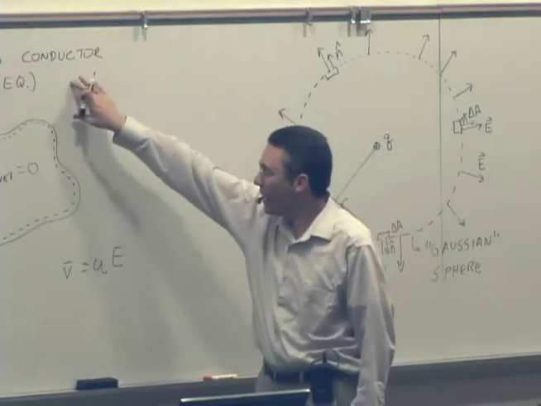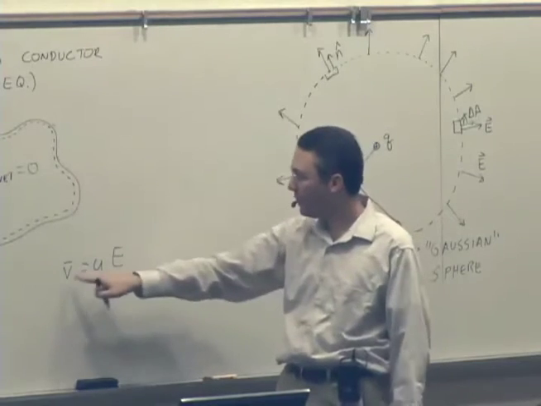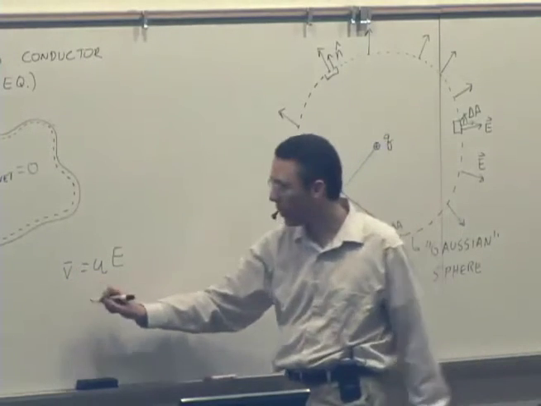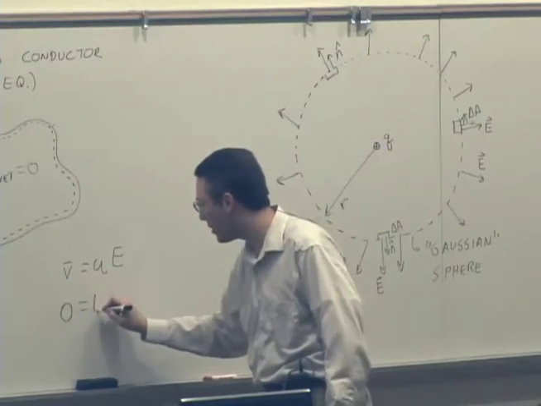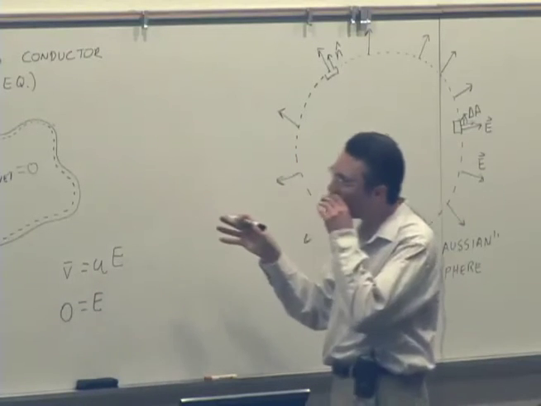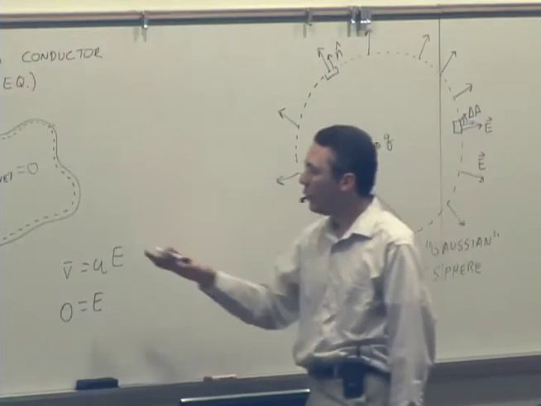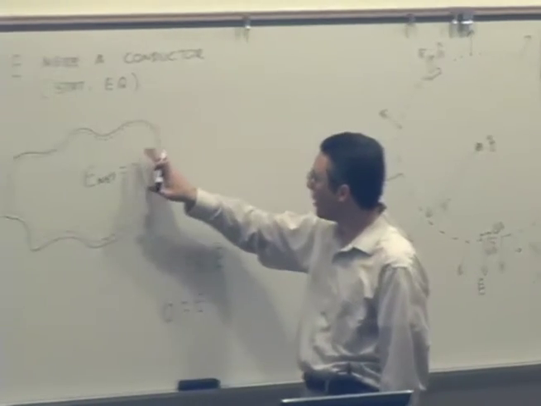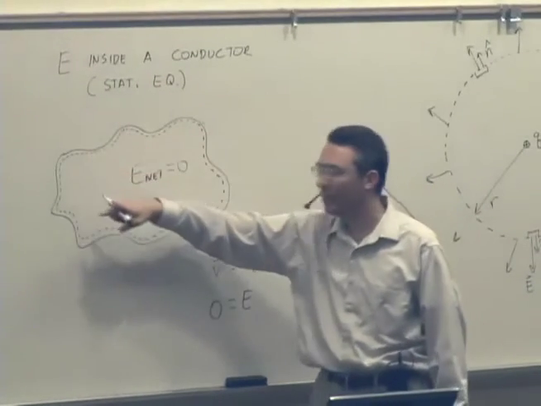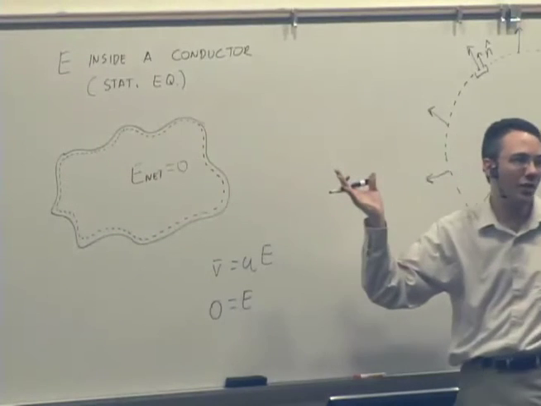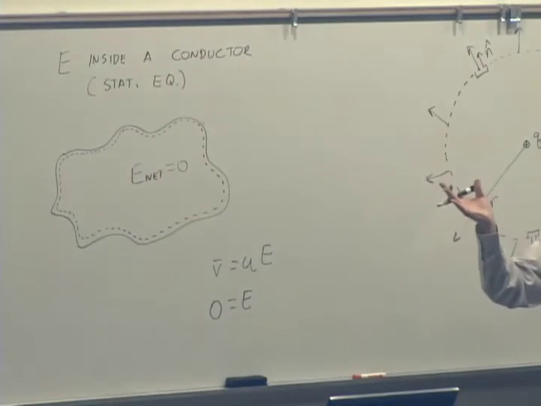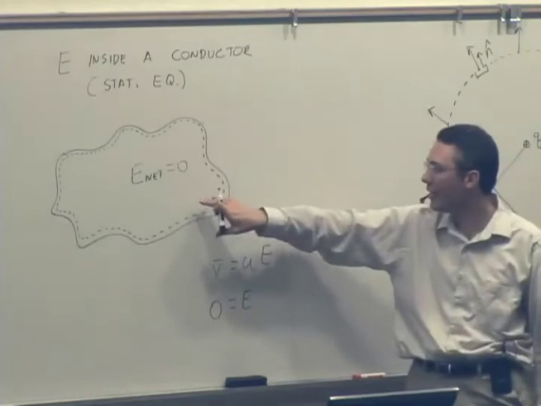If we're in static equilibrium, by definition, v is equal to what? 0. So if v is equal to 0, the electric field has got to be equal to 0. That we already knew. Once you know the electric field is 0, what's the flux through this surface? 0. So what's the charge inside? 0. So there can't be any excess charge inside.